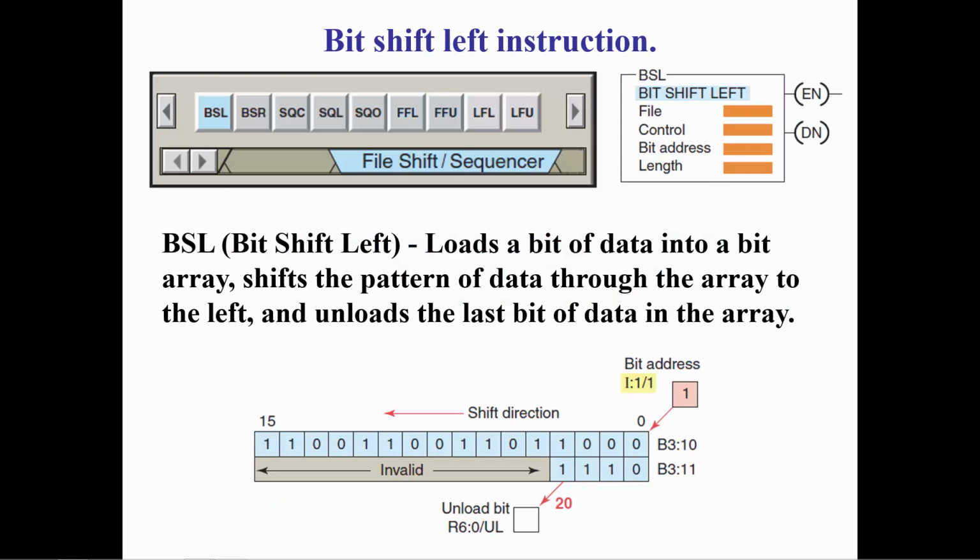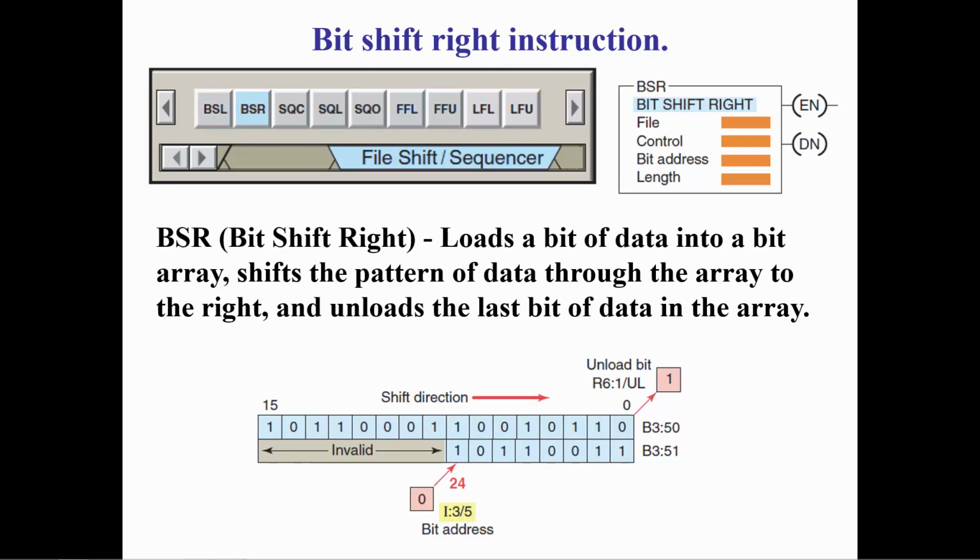The bit shift instructions are found on the File Shift/Sequencer tab of the instruction toolbar. The bit shift left, or BSL, instruction will load a bit into the first bit of the register and shift the bits to the left until they reach the end of the register, and then the bit is shifted out to an unload bit. The bit that is loaded into the register is defined by the user, and the unload bit is in the control word.